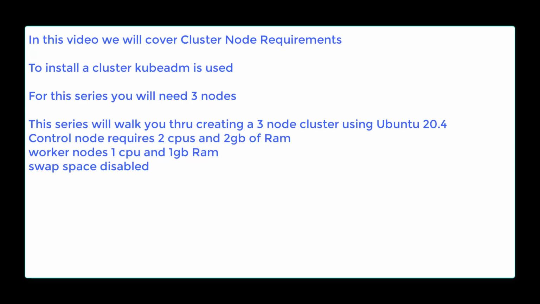In this video, we will cover cluster node requirements. To install a cluster, kubeadm is used. For this series, you'll need 3 nodes. This series will walk you through creating a 3-node cluster using Ubuntu 20.04. The control node requires 2 CPUs and 2 gigs of RAM. Worker nodes need 1 CPU and 1 gig of RAM, and swap space should be disabled.